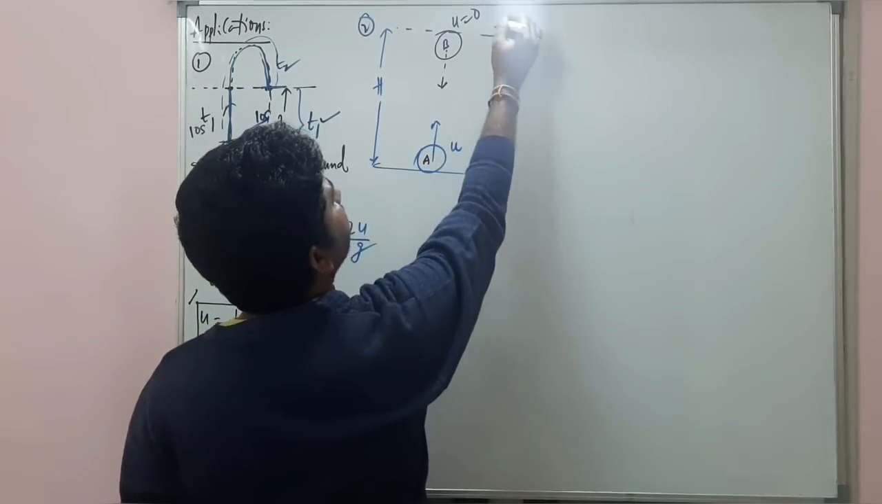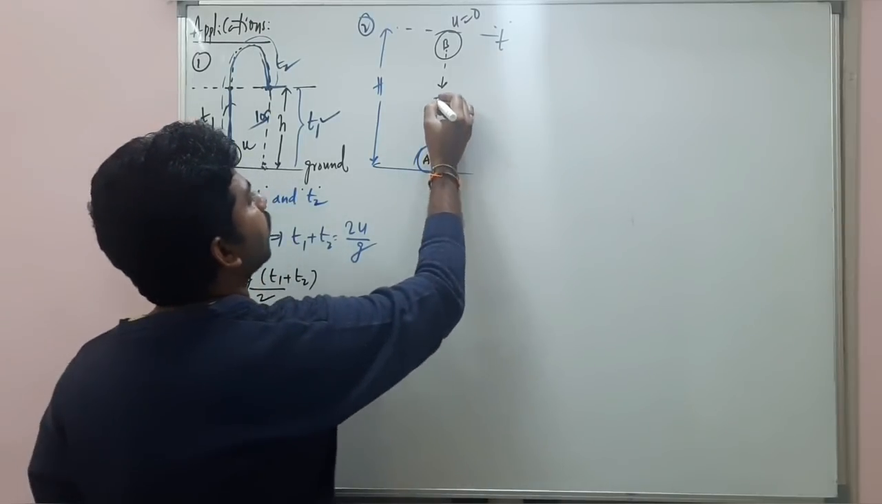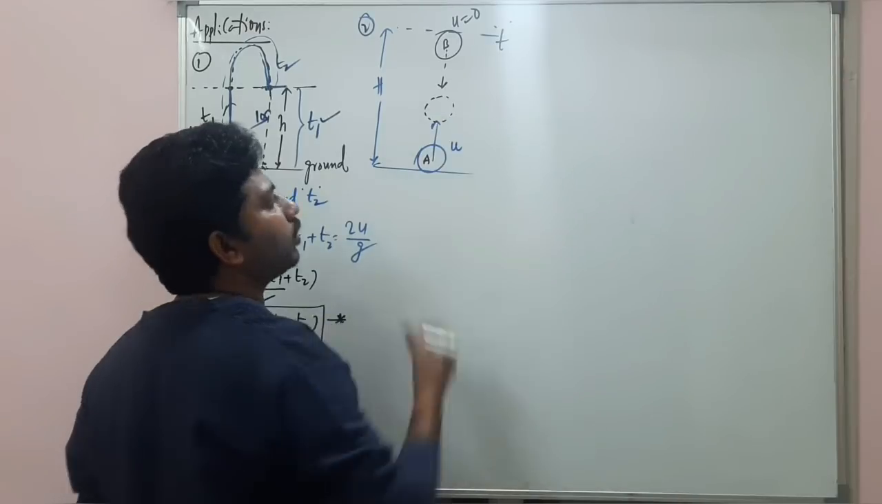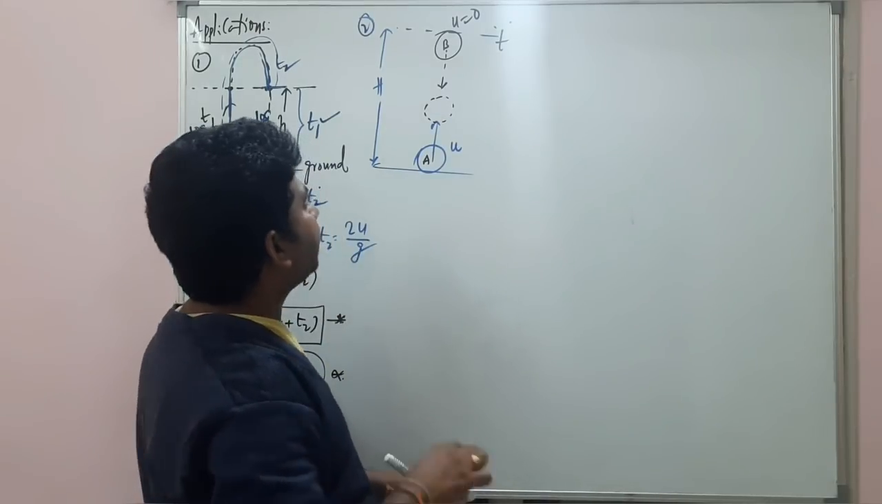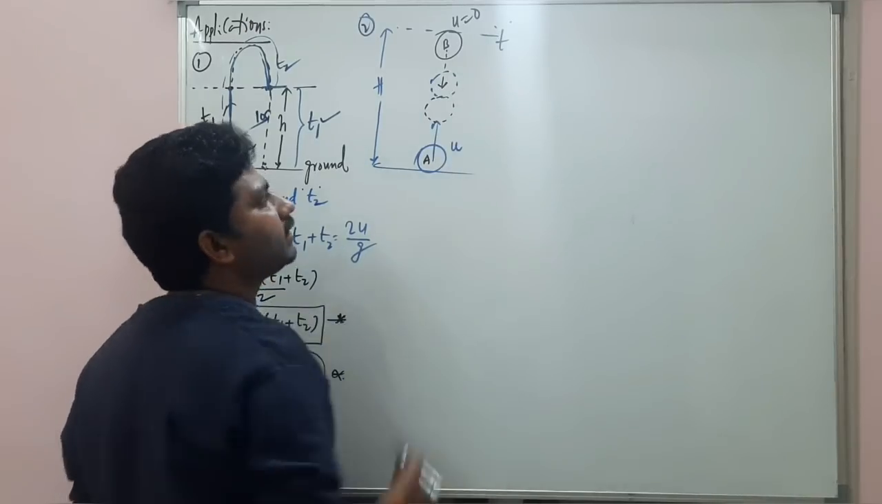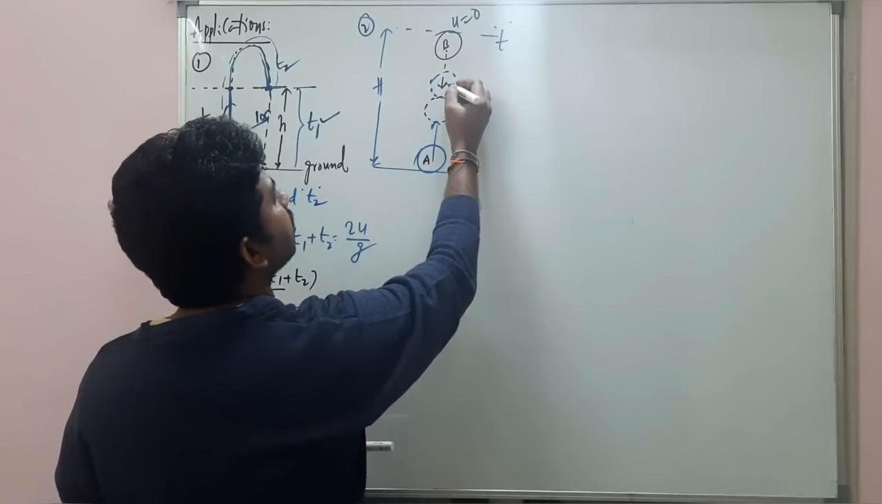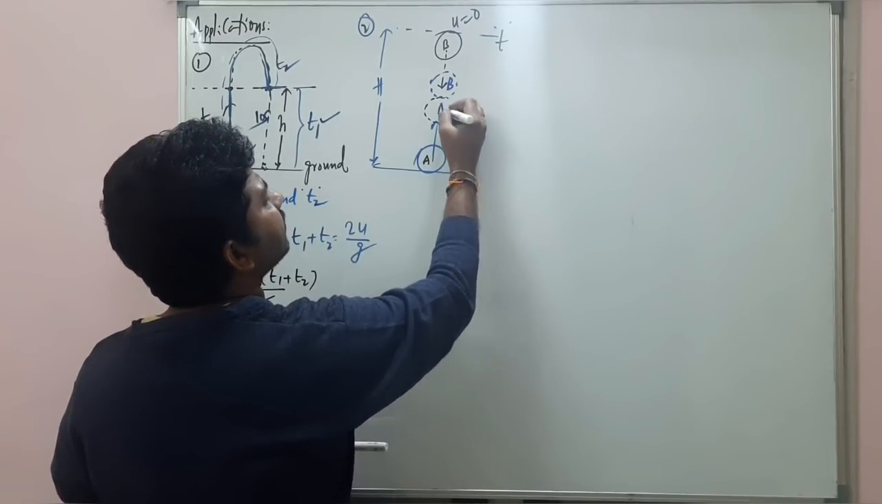After some time t, definitely both the bodies will meet each other. Understand? Imagine this is one body and this is the other body, and both bodies will reach here. I have just interchanged the colors, so don't get confused. This is your B and this is your A.